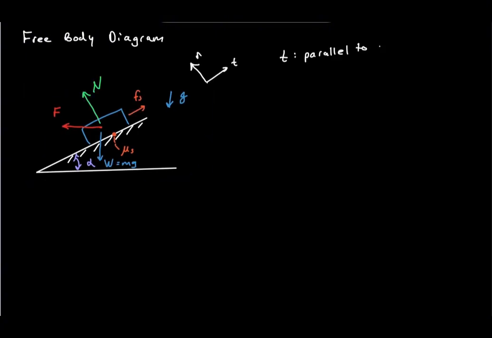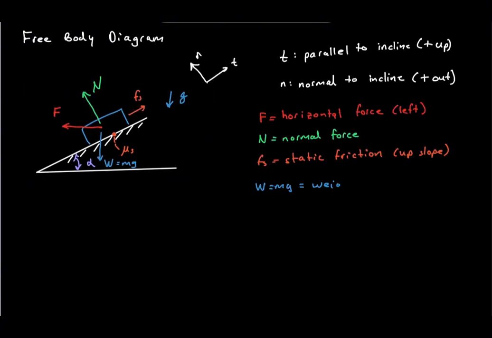Now we draw the free body diagram. Four forces act on the block. The weight acts vertically downward. The applied force acts horizontally to the left. The normal force acts perpendicular to the surface, and static friction acts up the incline.